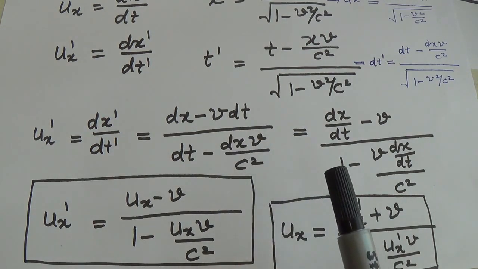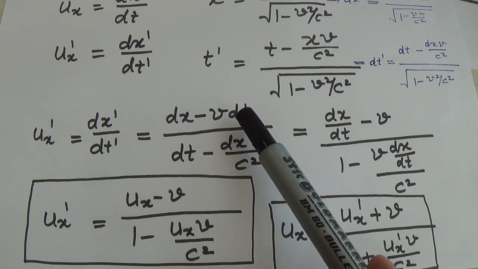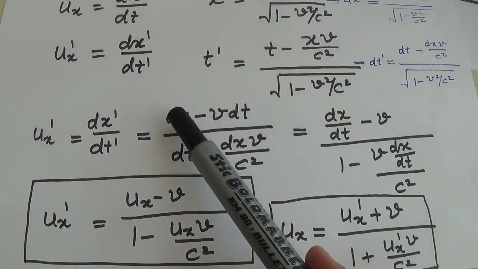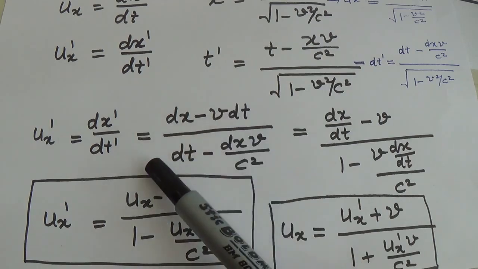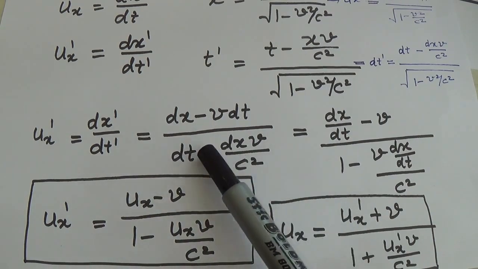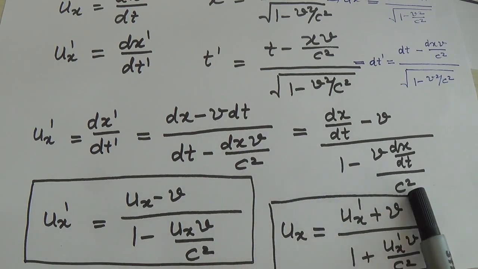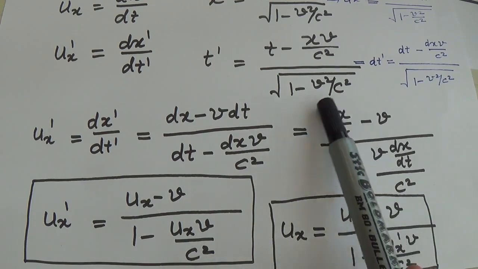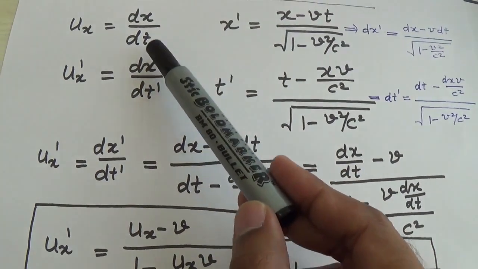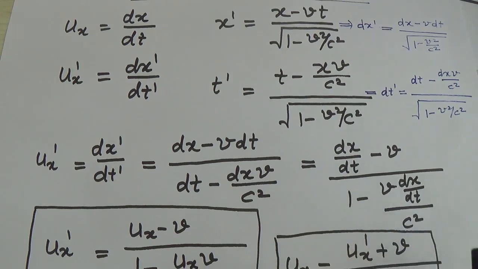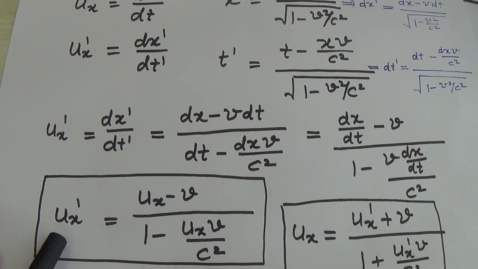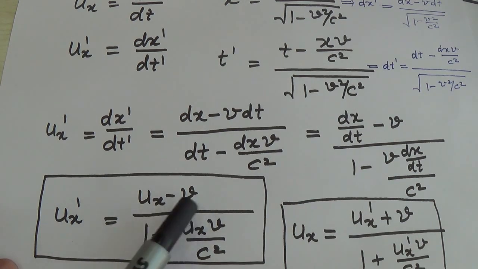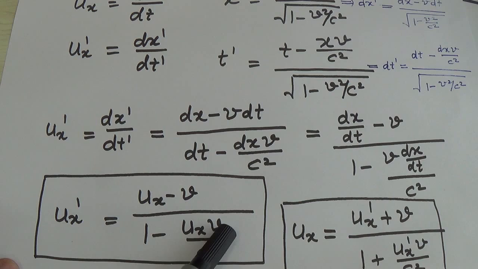Further, you have to just take dt common and take it outside, so this becomes dx upon dt minus v, and from the denominator dt taken out, so this dt and this dt cancel out, so here will be 1 minus dx upon dt into v upon c square. We have already defined dx upon dt as what? That is ux, the velocity component along the x direction according to the observer O.